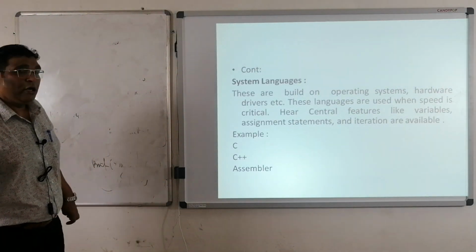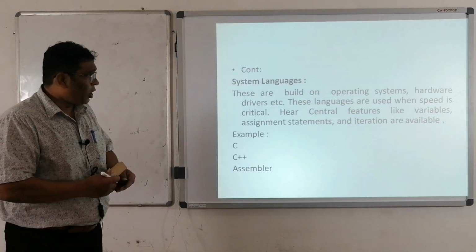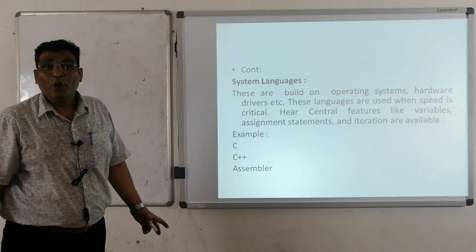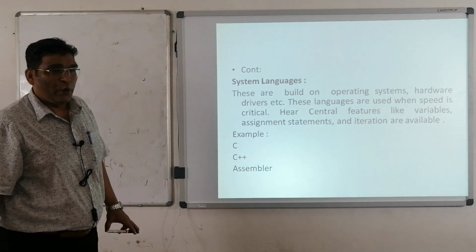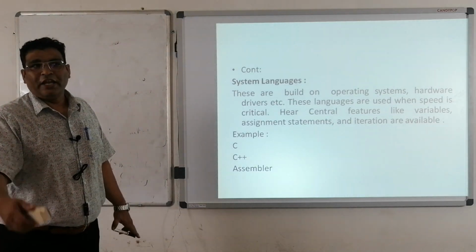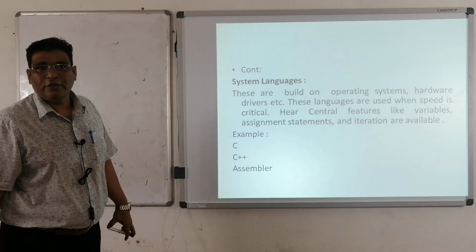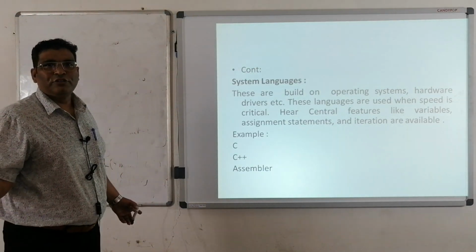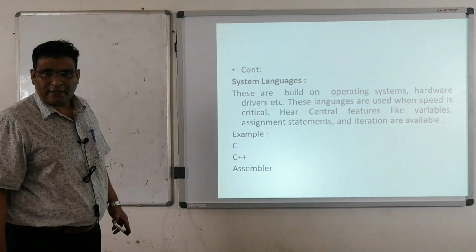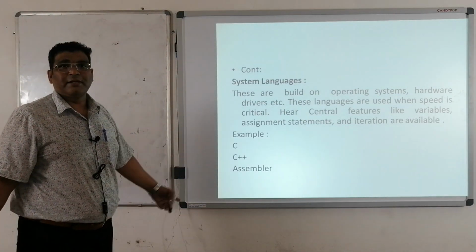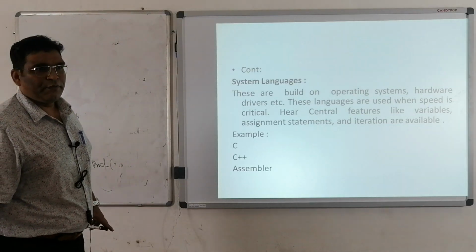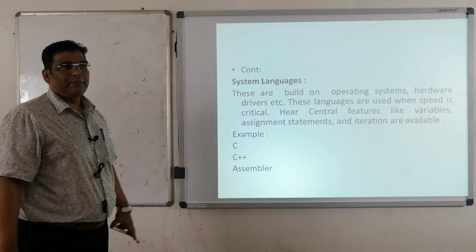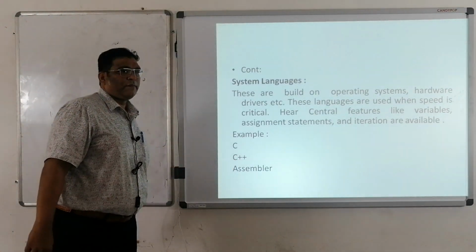System language. This is built on the operating system, like hardware drivers. Speed is very important for this language, like C, C++. If you have Windows 10 or something like that, you take a C compiler and install it. It is installed on the operating system. If you take assembly language or Java, you just install it on that. We'll see Java later on, but this is system language. Any compiler design or something like that where you use the operating system, you just install it and use it for that purpose. This is called system language. Next slide.